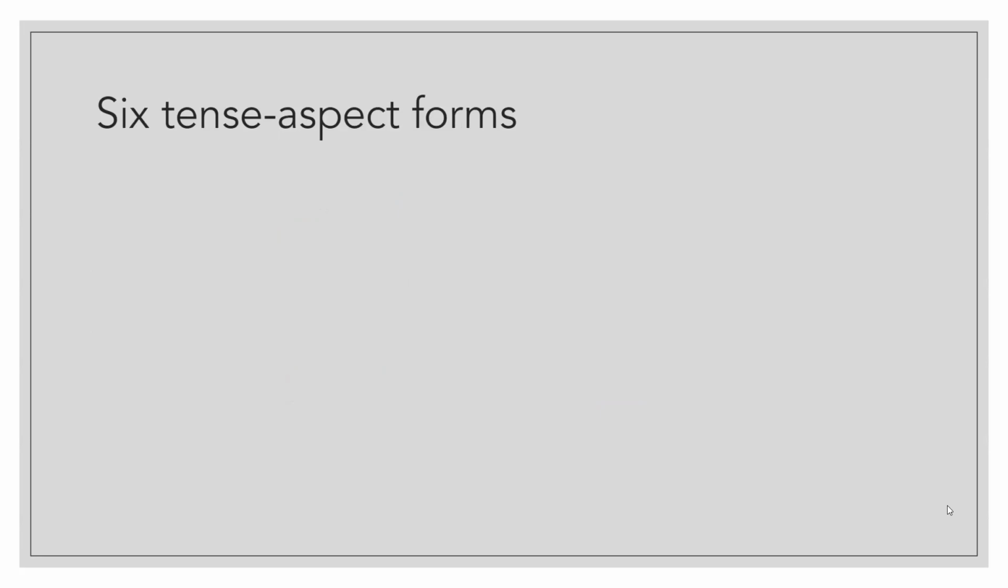Okay? In English, we have 6 tense aspect forms. So we're going to get away from using that word tense to mean all forms of the verb. If you go on Google or YouTube, you'll usually see websites say there are 12 verb tenses. Not technically. There are 12 tense aspect forms. Let's look at 6 of them.